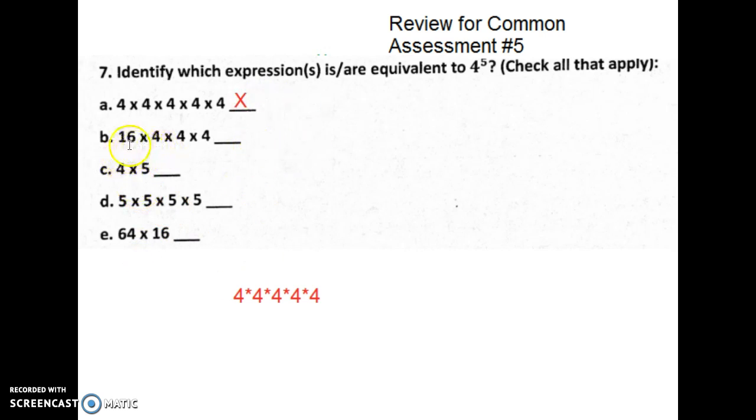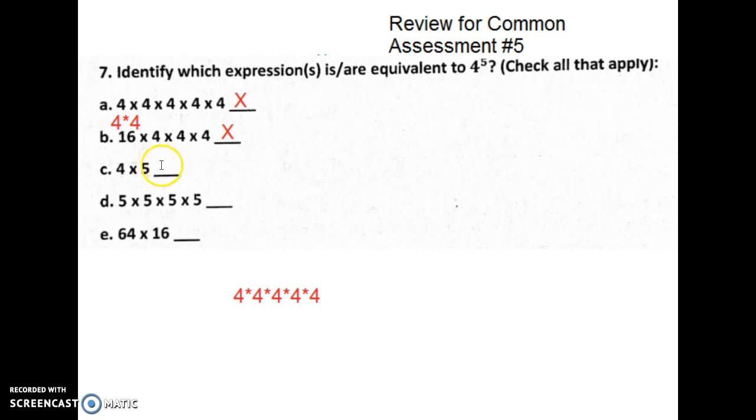All right, next we have 16 times 4 times 4 times 4. Well, what equals 16? Can that be broken down a little bit? 16 is just 4 times 4, right? So we know that this right here equals 4 times 4. And then look what I have left: 4 times 4 times 4 times 4 times 4. How many 4s is that? 1, 2, 3, 4, 5. So that's 4 to the 5th power. It equals the same thing.